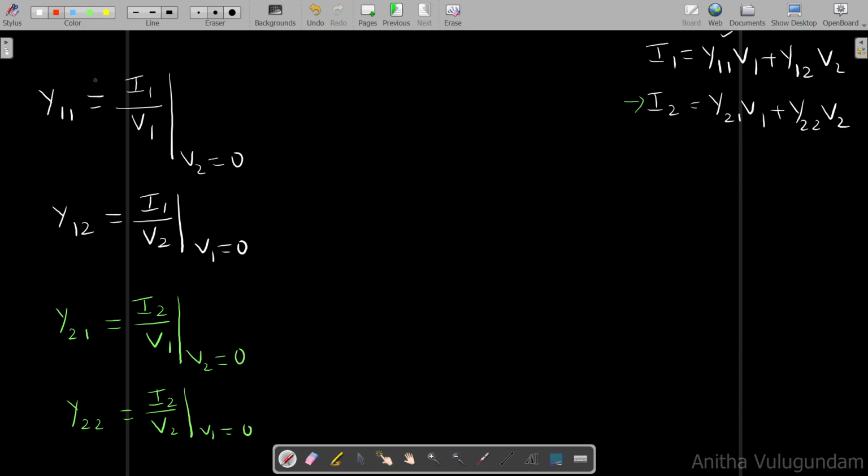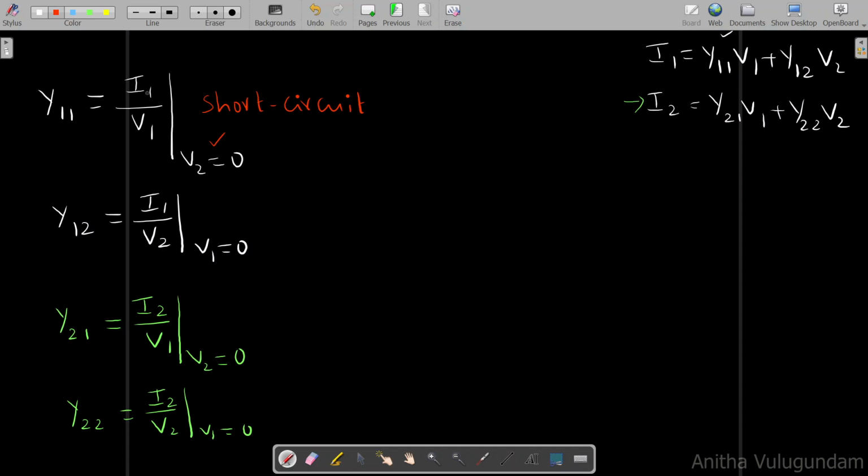Let's name them. Y11 equal to I1 by V1 when V2 equal to 0. You always look for this condition first. V equal to 0 means short circuit, I equal to 0 means open circuit. In Z parameters, we have seen the conditions I2 equal to 0 and I1 equal to 0, whereas here you can see the conditions V2 equal to 0 or V1 equal to 0. When you see V equal to 0, we consider that as short circuit. So I'll start writing here: V2 equal to 0, short circuit.